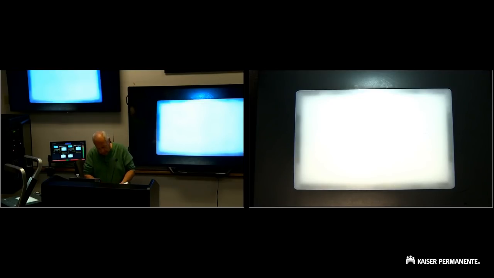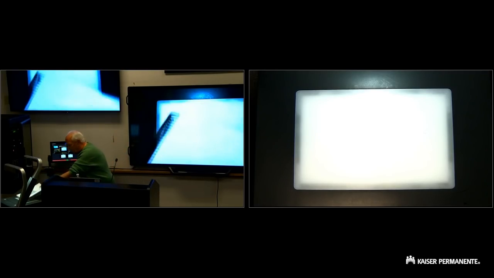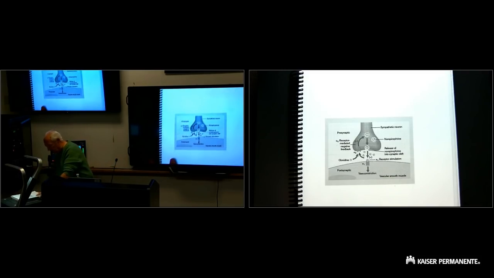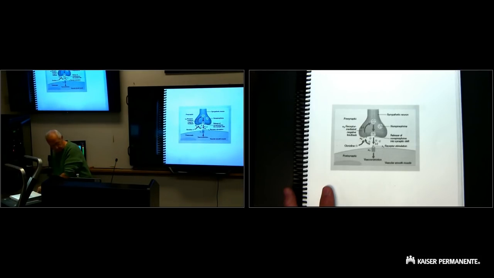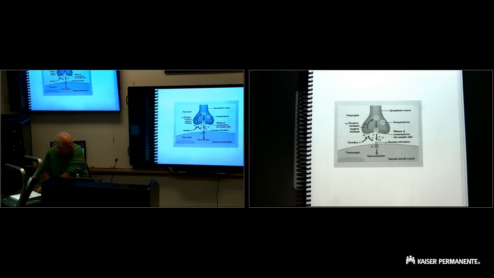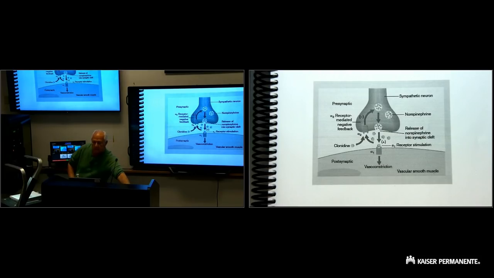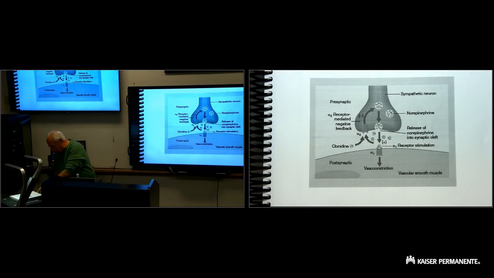Now on page 137, just going through some of these miscellaneous things. This is just a drawing I saw in a book somewhere.